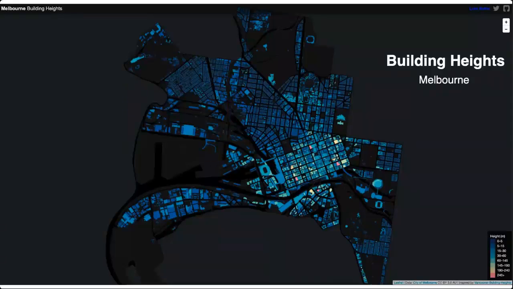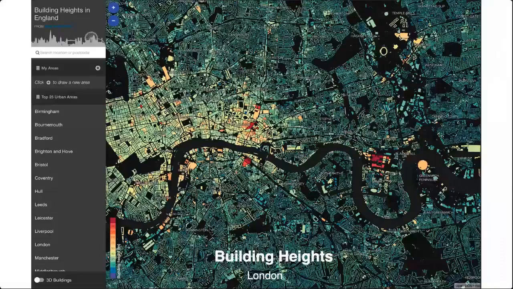Around 2015, building height maps were pretty popular. And they started out as basic 2D representations of building footprints, color-coded to height values. There are a few different examples that emerged where data existed. Here we have an example from Melbourne, Australia. And here we have one from London, England.